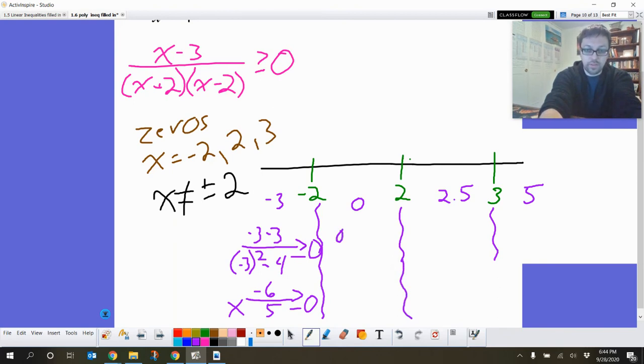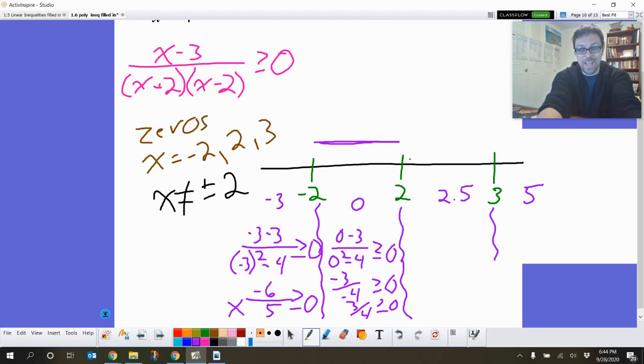All right. What about the other one? Let's see 0. So 0 minus 3, and then 0 squared minus 4. Are you bigger than 0? Well, then we get negative 3 over negative 4 greater than or equal to 0. Oh, 3/4. Oh boy, 3/4. You're greater than or equal to 0. So it is okay to be between negative 2 and 2.